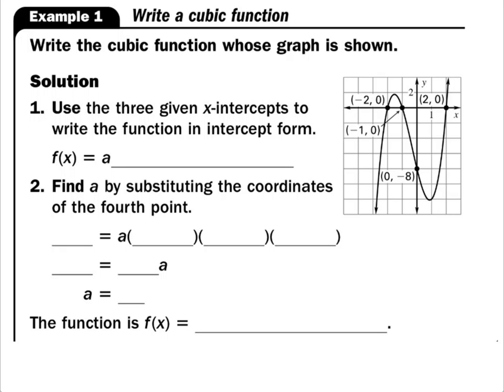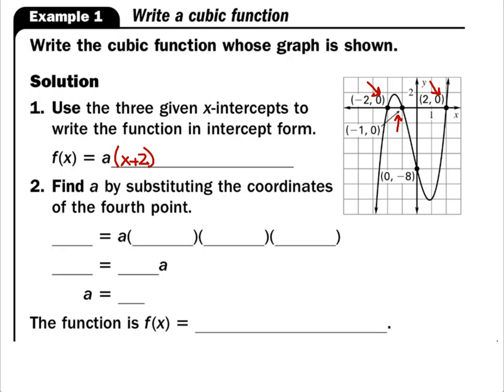We're meant to write a cubic function given information from the graph. Now, they gave you a nice graph over here on the right, and on the left, a step-by-step process on how to go ahead and write it. We are given 1, 2, 3 x-intercepts, and using that x-intercept information, we can write the factored form of the polynomial function.